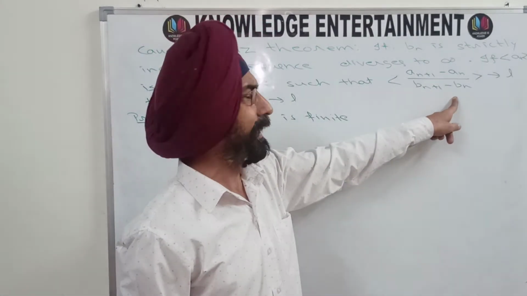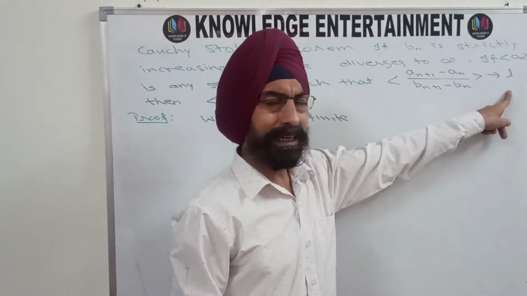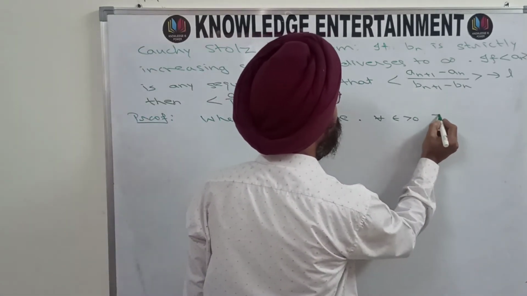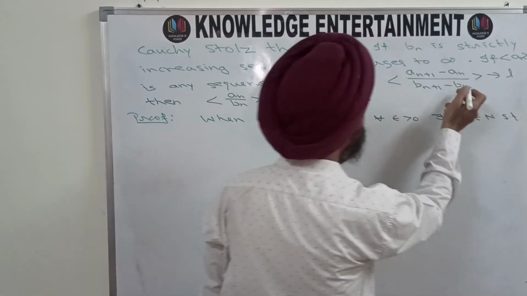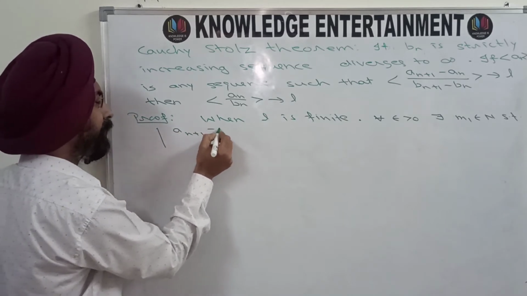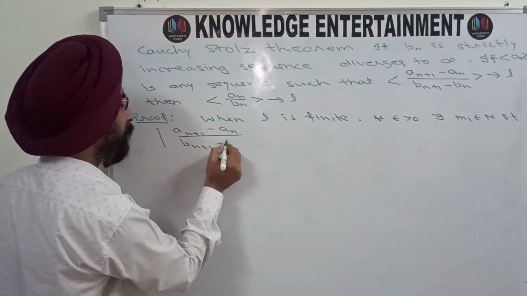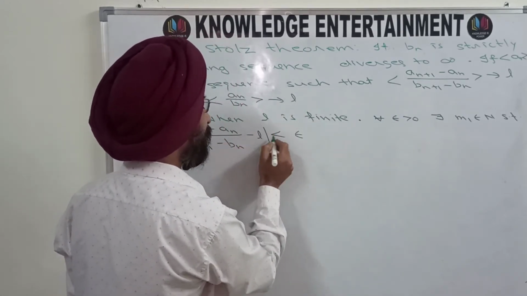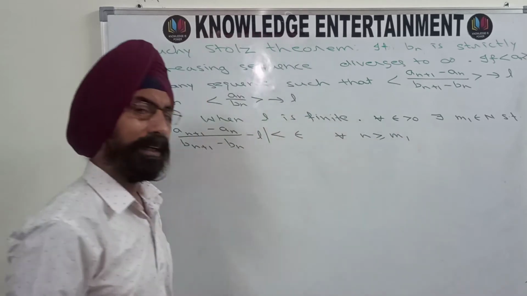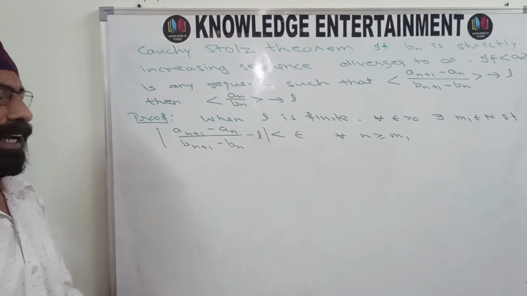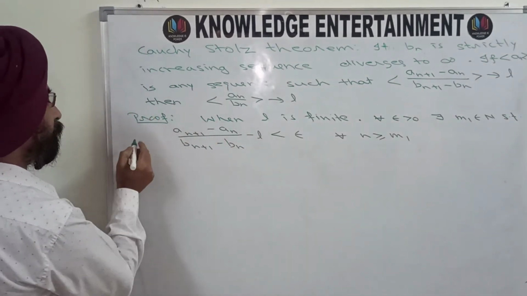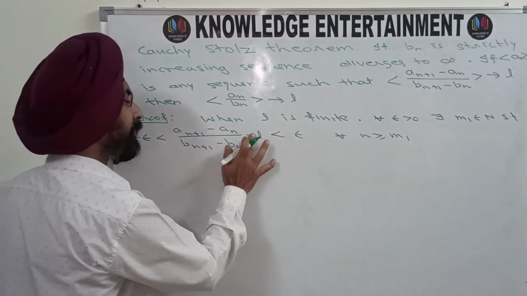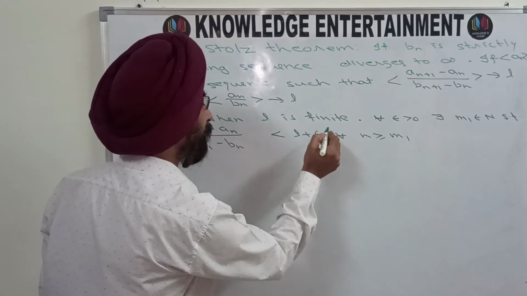This sequence (a_{n+1} minus a_n) upon (b_{n+1} minus b_n) converges to L. Use the definition of convergence here. That means for every epsilon greater than 0, there exists some m1 belonging to N such that the mod of (a_{n+1} minus a_n) over (b_{n+1} minus b_n) minus L is less than epsilon for every n greater than or equal to m1. Removing the mod, you can write minus epsilon is less than this, and using L in this inequality, you will get L minus epsilon on the left, and L plus epsilon on the right.